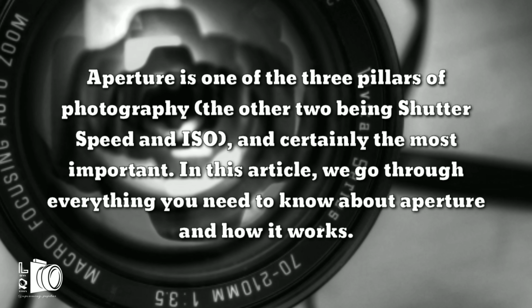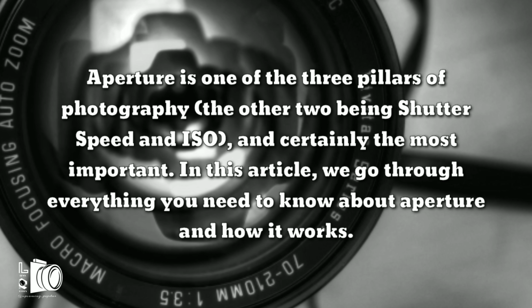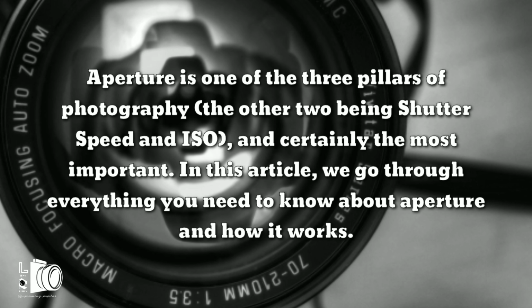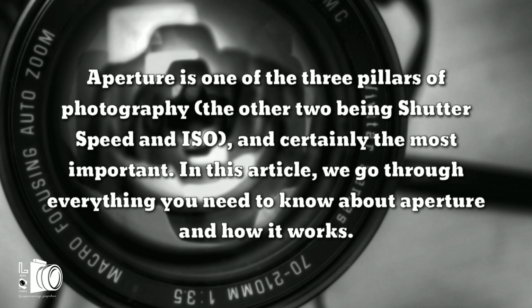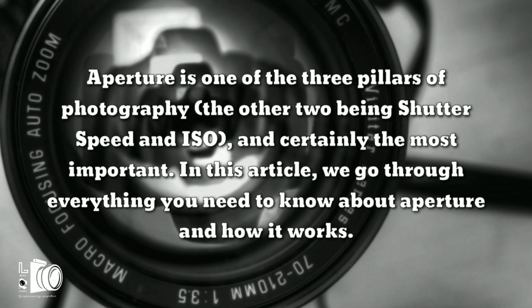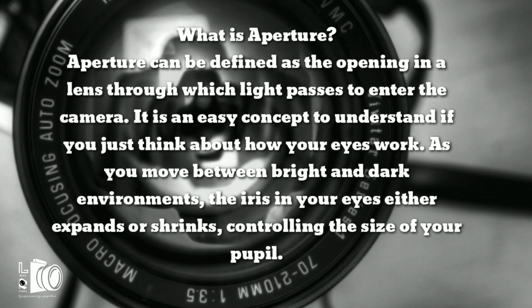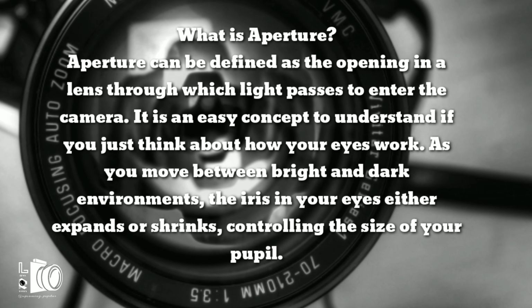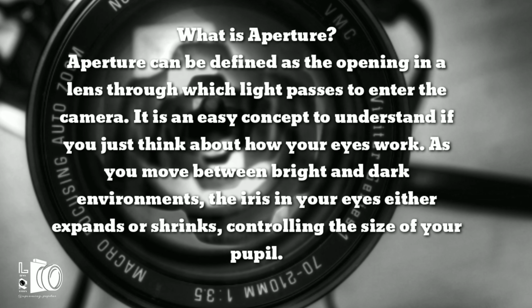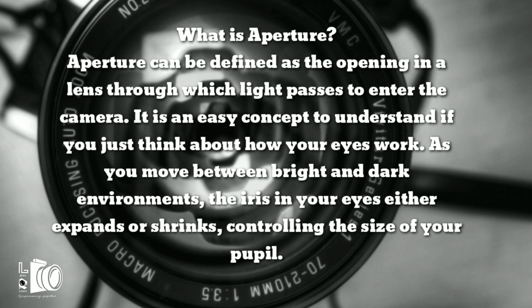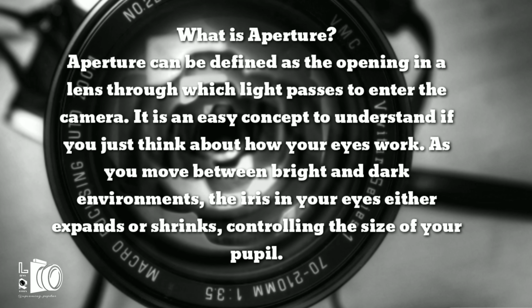Aperture is one of the three pillars of photography, the other two being shutter speed and ISO, and certainly the most important. In this article, we go through everything you need to know about aperture and how it works. What is aperture? Aperture can be defined as the opening in a lens through which light passes to enter the camera. It is an easy concept to understand if you just think about how your eyes work.